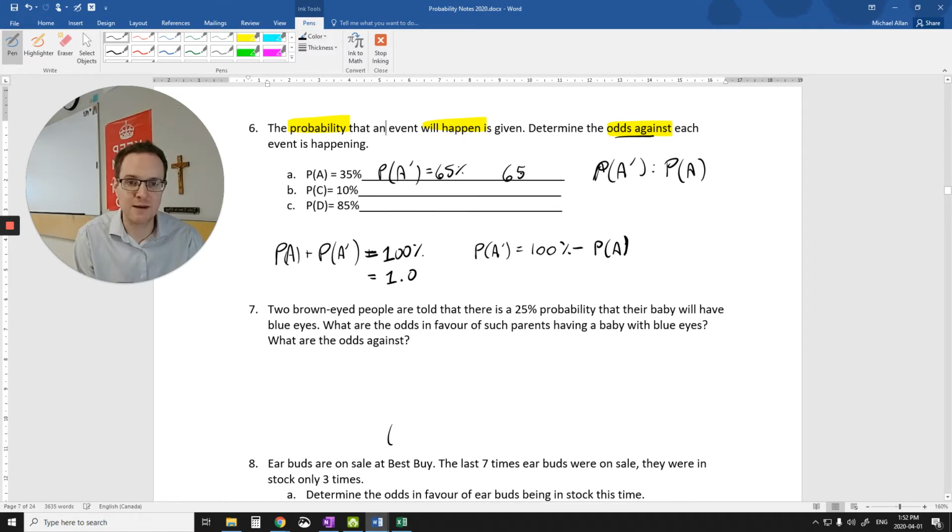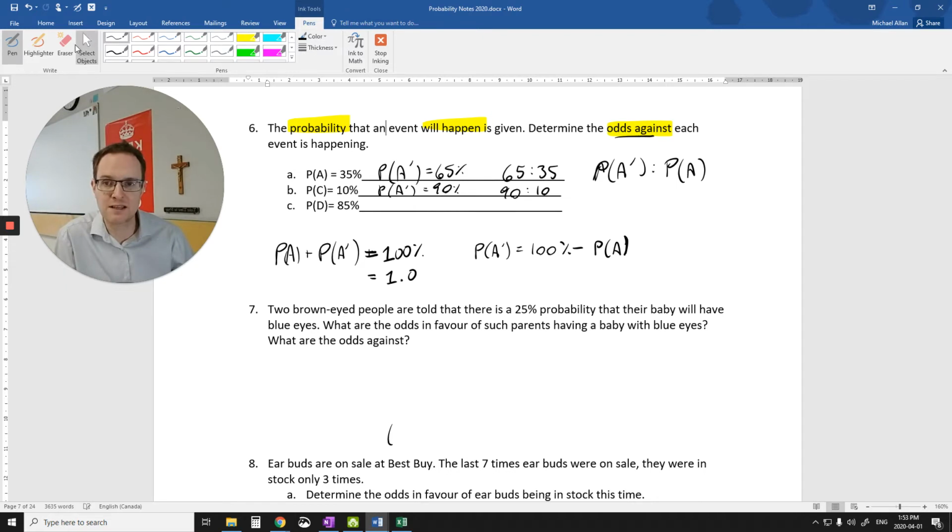So the odds against are 65 to 35, because this is the against one over here. This one over here, if I want to know the probability of it not happening, that's 90%, because these have to add up to 100. You could say my 100 is like the sample space here. So it's a 90 to 10 ratio.